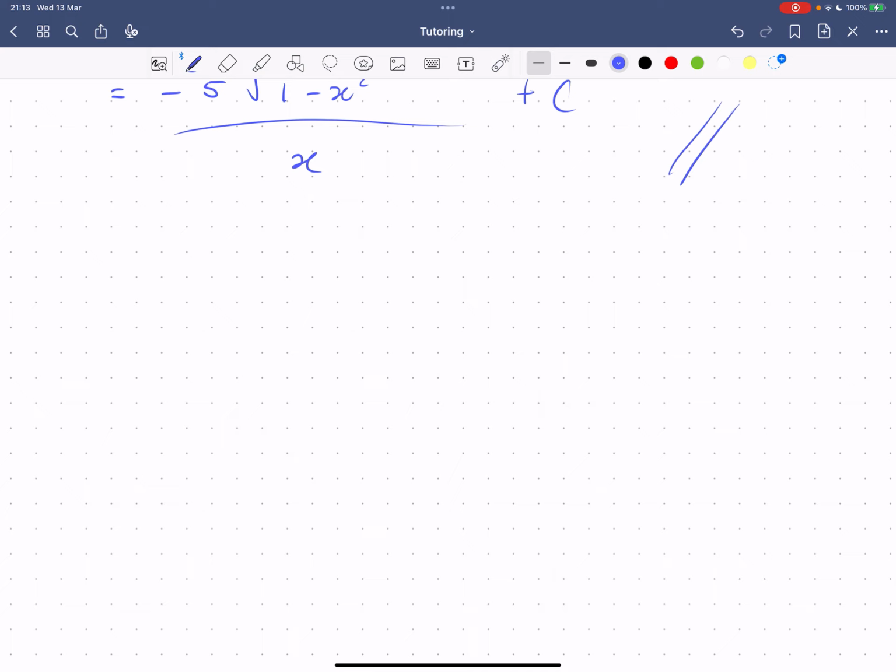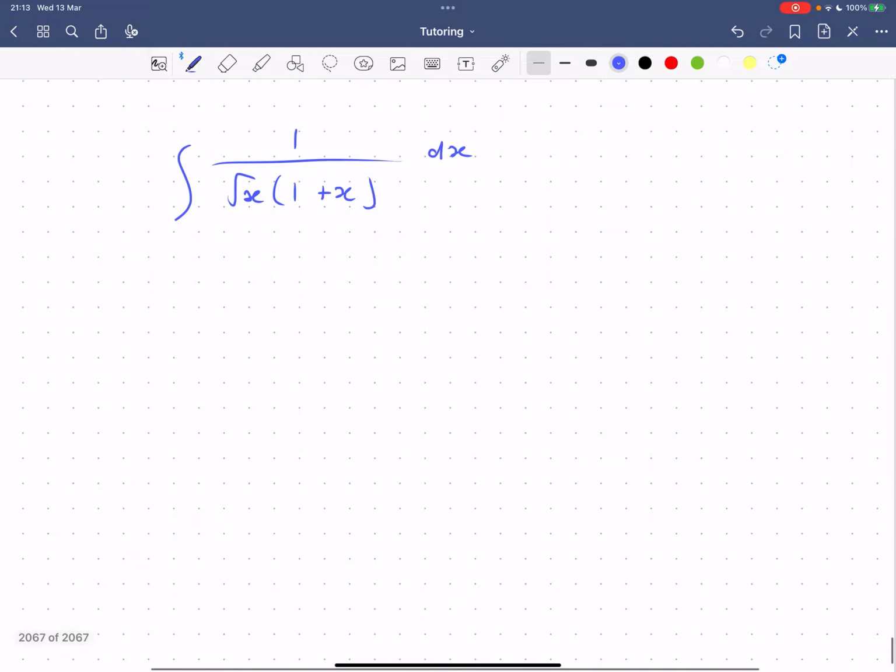I might end with one of the questions that you, in the exercise, it's one of the harder ones towards the end, that asks you to use the reverse chain rule. So I might end with something like this. The integral of 1 over root x, 1 plus x.